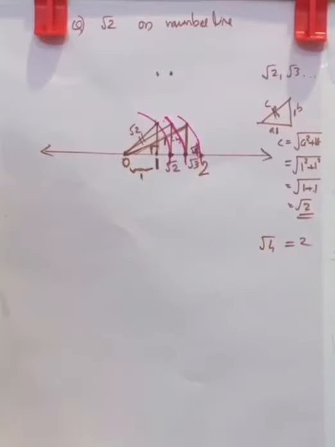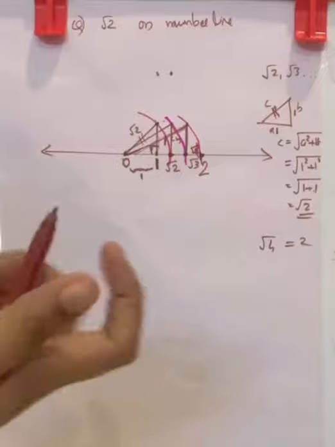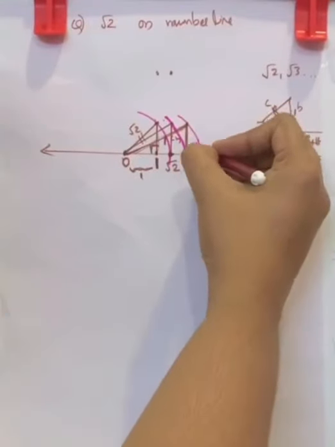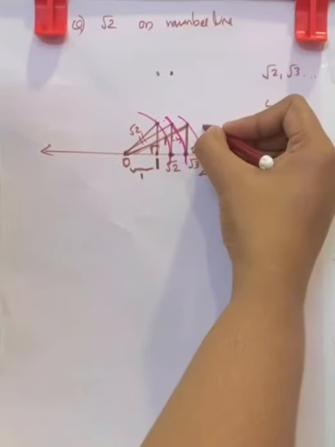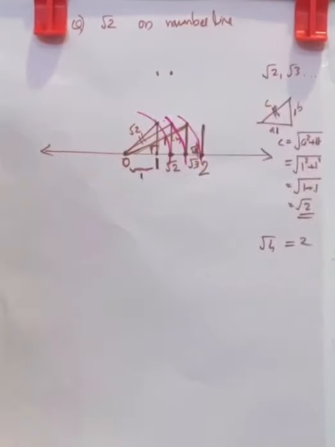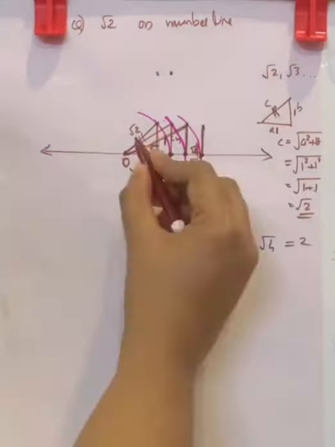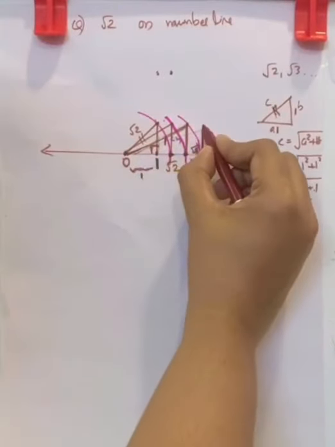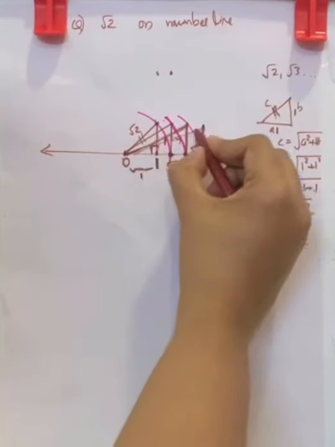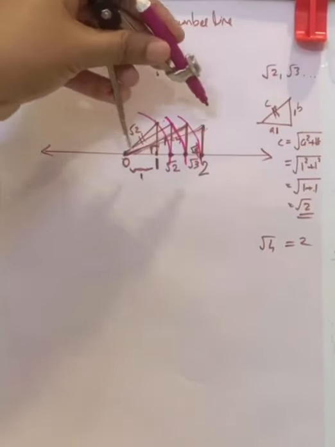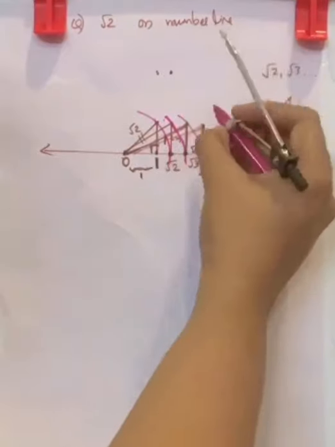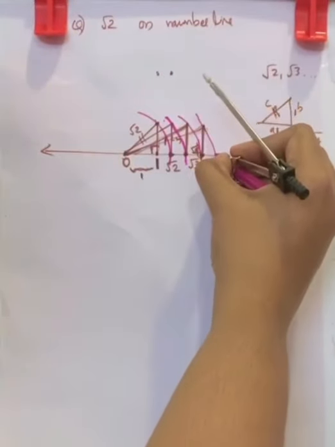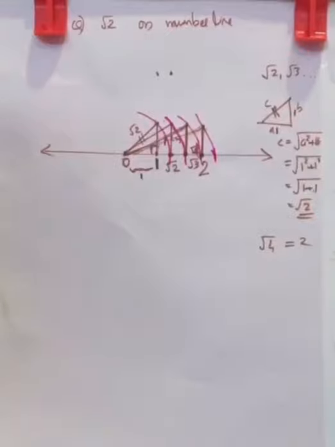Root 4 is 2. Now, if you are asked to find root 5, what will you do? Again from 2, you will draw 1 centimeter upward, that is, at 90 degrees. Then join with 0. You will get a new hypotenuse. Now take this as the new radius and draw an arc. It will meet the number line here.